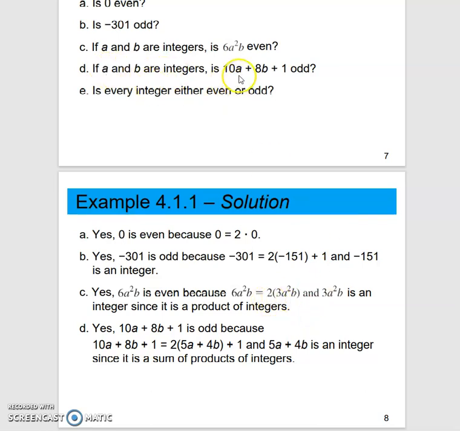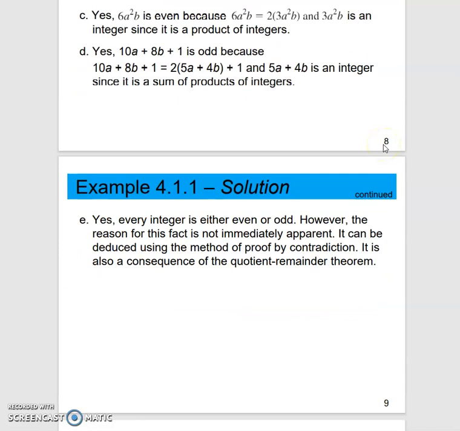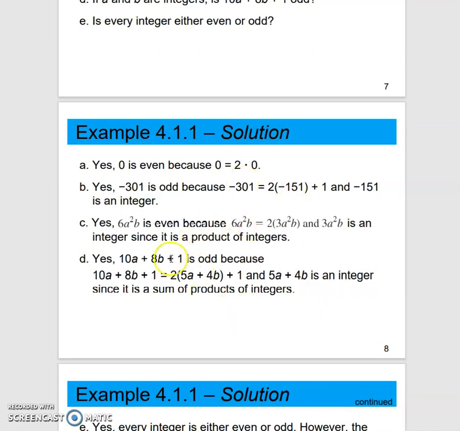If a and b are integers, is 10a plus 8b plus 1 odd? So again, I'm going to do a little rewriting. I've got 2 times that quantity 5a plus 4b, and then plus 1. That quantity is an integer, so this is the form of an odd number. And finally, is every integer either even or odd? Yes, that is a slightly more complicated proof, which we're not going to hit now, but it is yes. These types of ways that we are rewriting are what we are going to see as we start getting into some of these proofs.